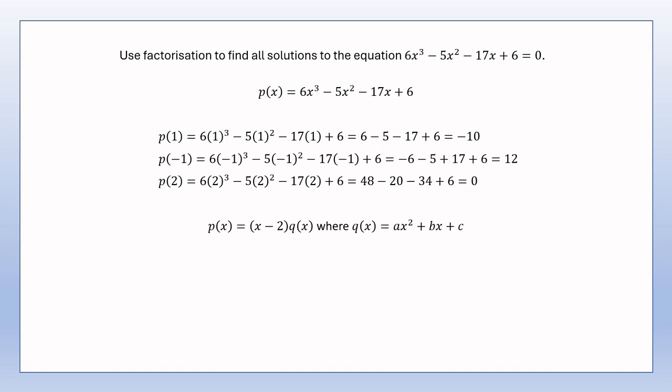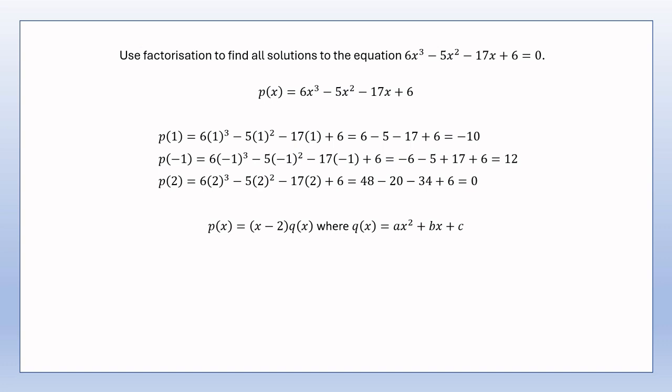That's not to say that there's anything wrong with the technique or that I'm suggesting that you shouldn't use it. I'm just stating a personal preference. So if q of x is equal to ax squared plus bx plus c, then it must be that a is equal to 6 and c is equal to minus 3.